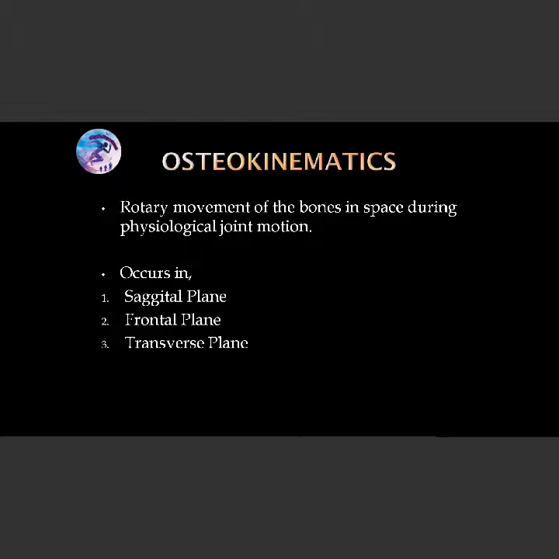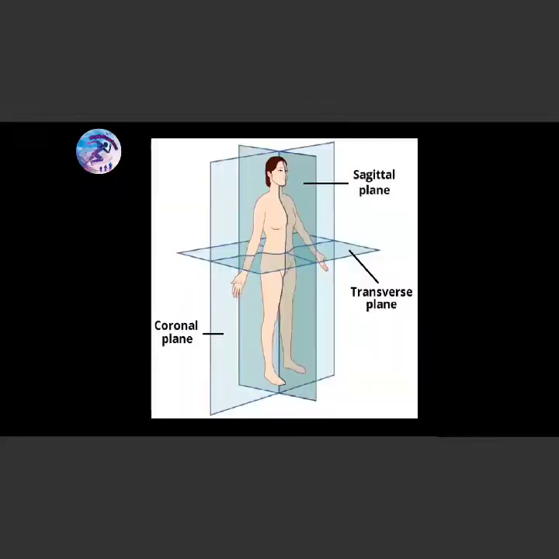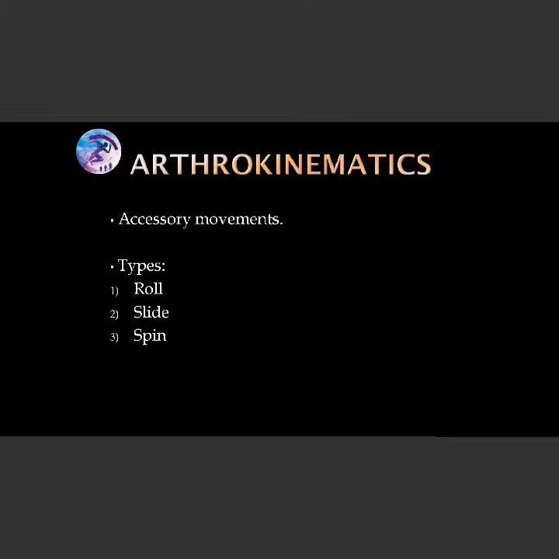While this movement occurs, there will be some other accessory movement also going on in the joint. This is known as arthrokinematics. These are accessory movements of three types: rolling, sliding, and spin.